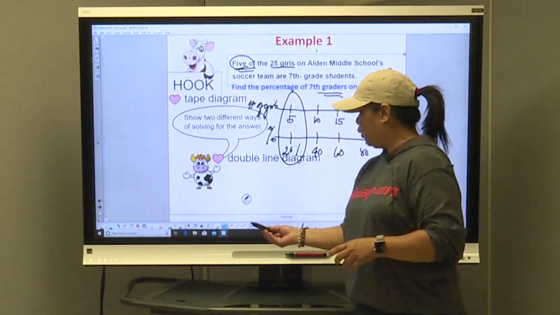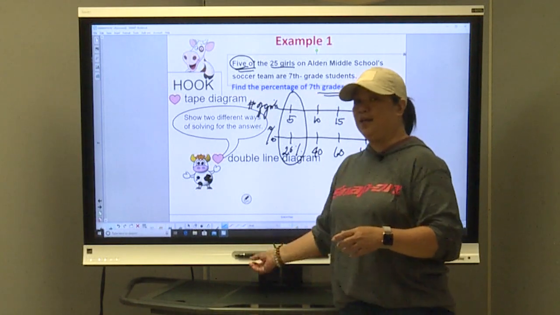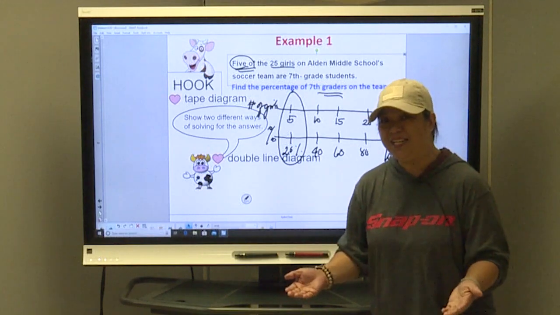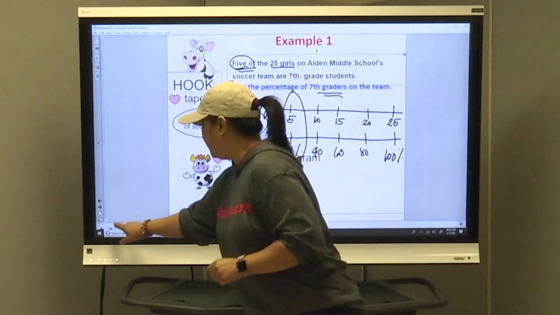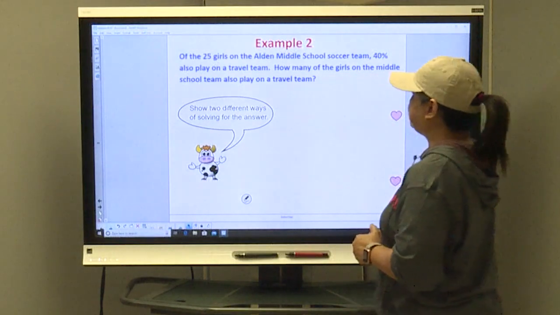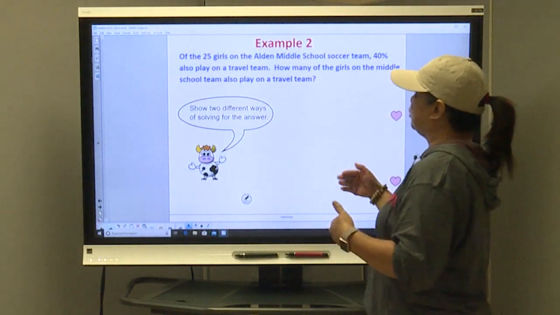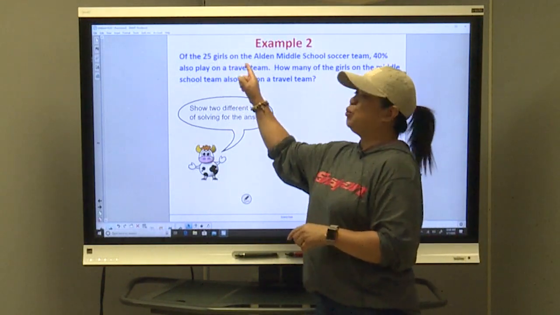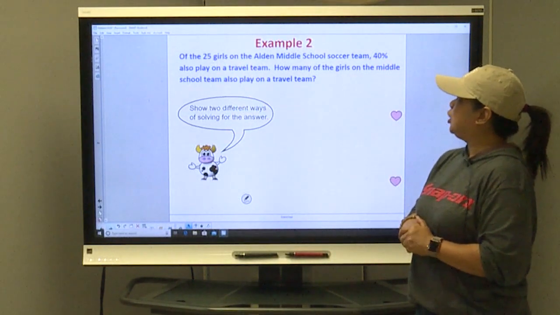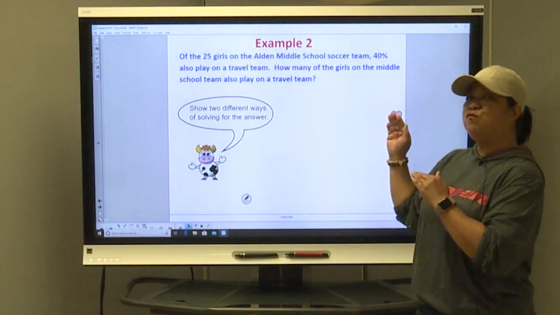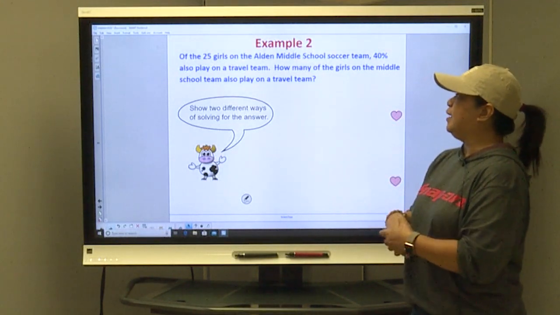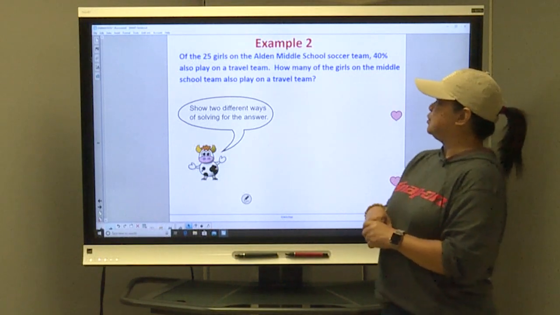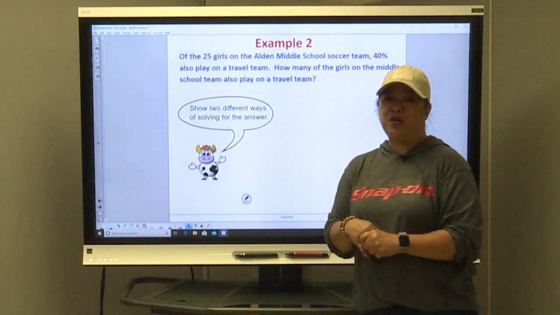So what do you think about double line diagram? Do you think that's something you would do confidently? All right. So let's look at another example. Okay. This is still about the girls at Alden Middle School. Let's read it. Of the 25 girls on the Alden Middle School soccer team, 40% also play on the travel team. How many of the girls on the middle school team also play on the travel team?